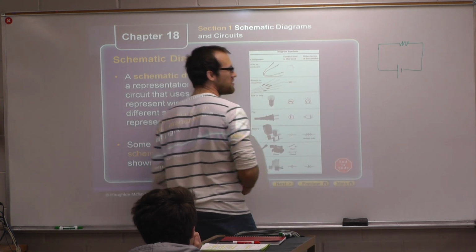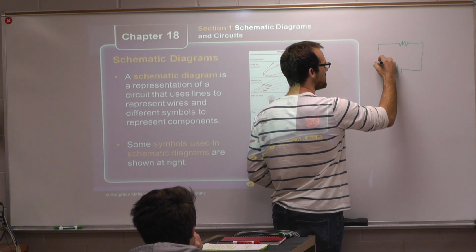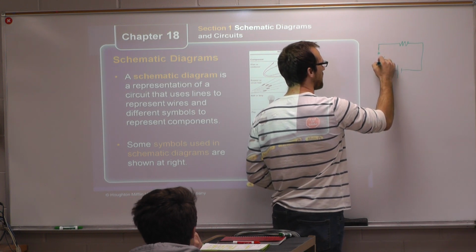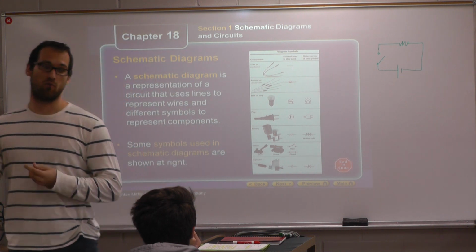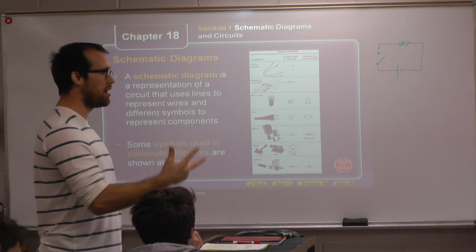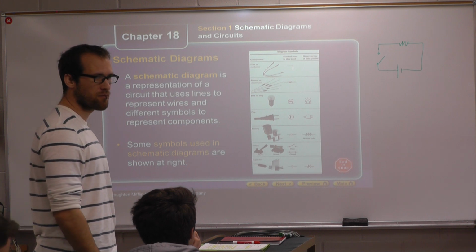So if I ask you to write a circuit that had one battery and one resistor and a switch in it, I would just go like this. You could have the switch open or closed, it doesn't matter. But that would be an example of drawing a diagram with one light bulb, one battery, and a switch.